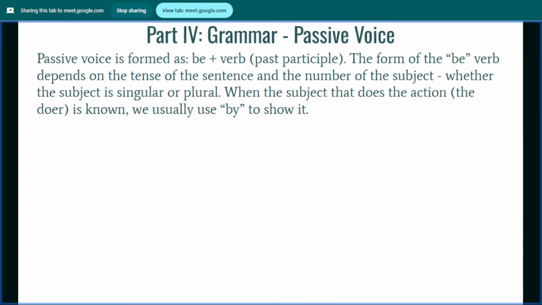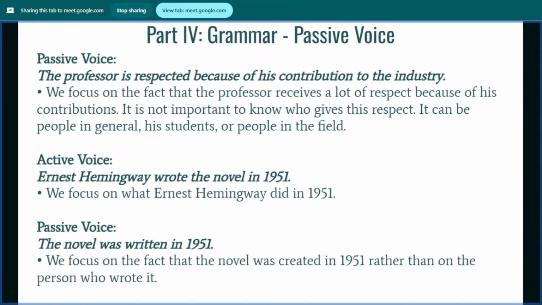When the subject that does the action, the doer, is known, we usually use the word by to show it. Okay? For example, here we could use by to say the professor is respected by his students because of his contribution to the industry, if you want to highlight that the people who respect him are the students. Understood? How to use it? Yes, ma'am. Okay, very good.